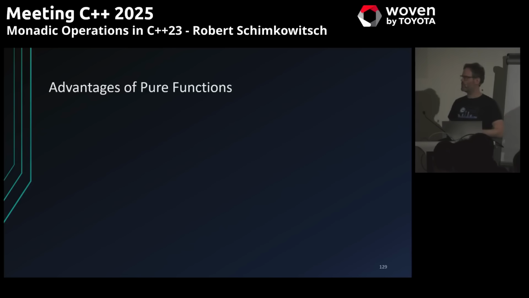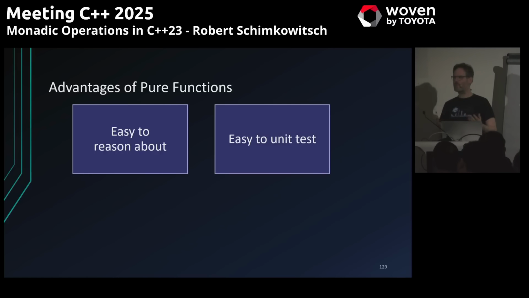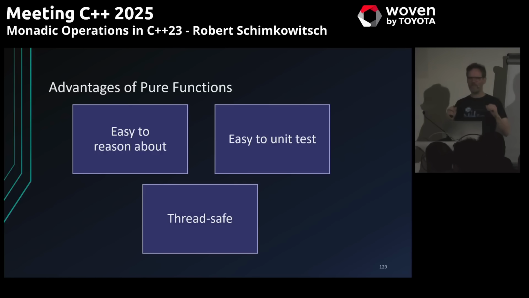Pure functions have a lot of advantages. They're really easy to reason about. You just have to look at the function, you can understand what it does, how it does it. You don't need any global information. It's easy to write unit tests for them. As you might imagine, you can take a chunk of that lookup table and verify the function against that. And also, if it's really, really pure, it's also inherently thread safe.